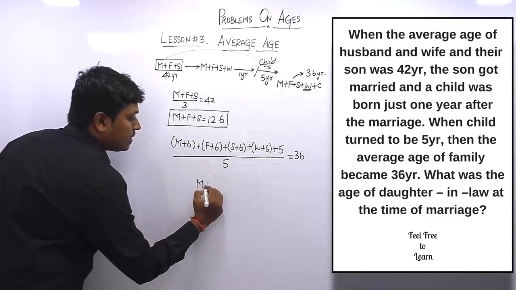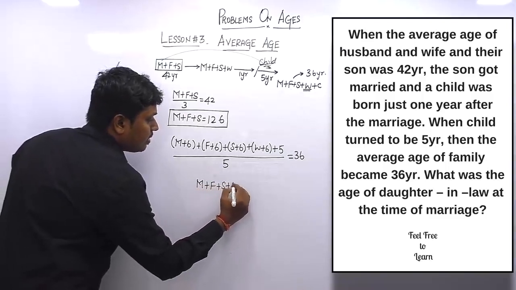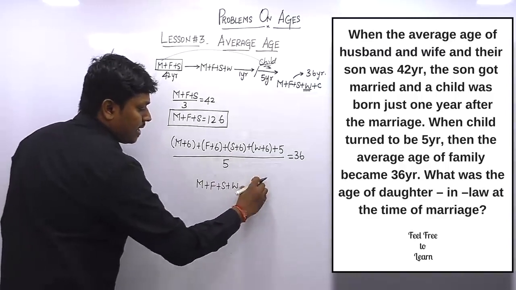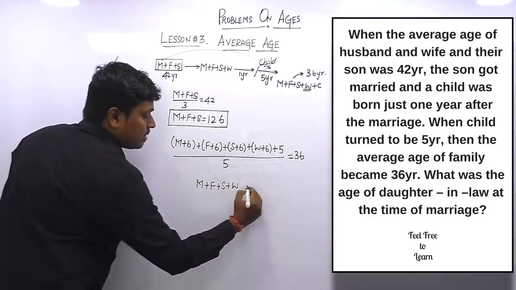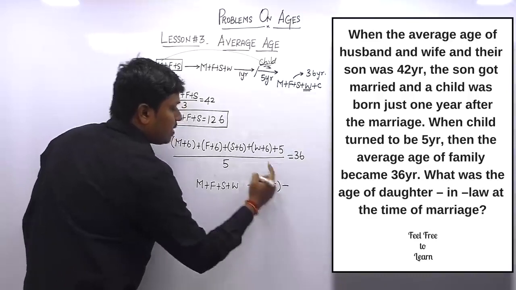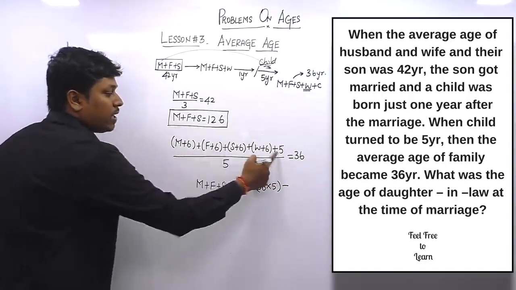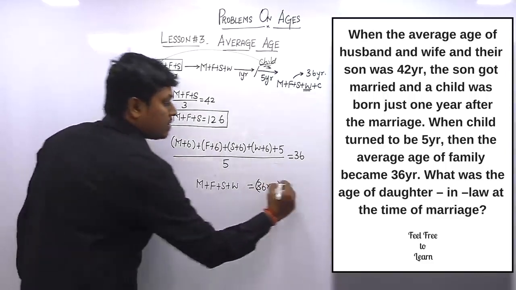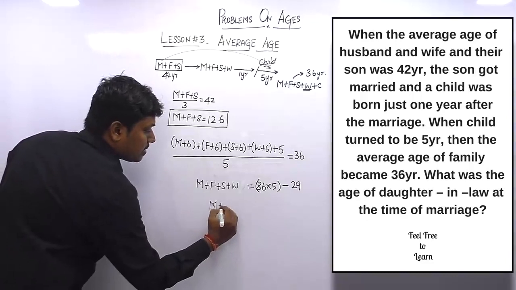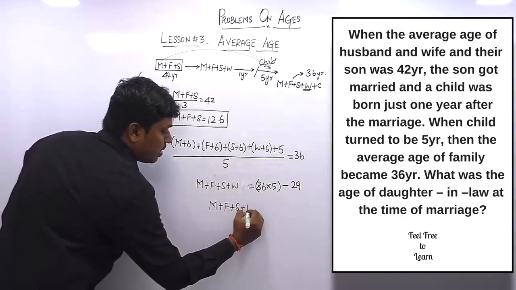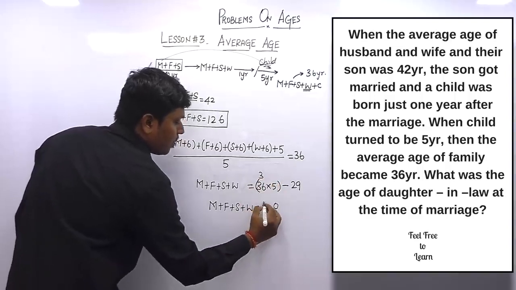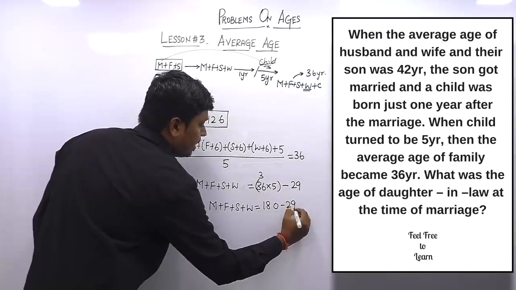So we can say mother, father, son, wife and a child, right? The child we have taken as 5 years directly. So all the 4 persons together equal 36 into 5, minus 6 4s are 24. 24 plus 5 will be 29. So M plus F plus S plus W is equal to 36 times 5, that is 180, minus 29.